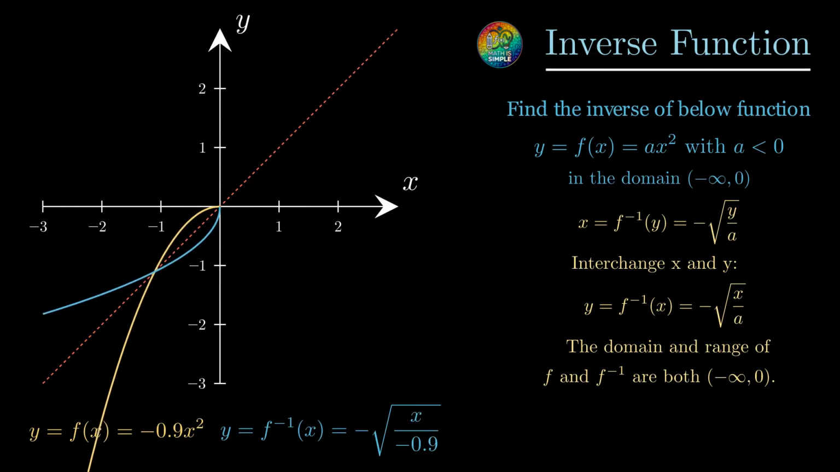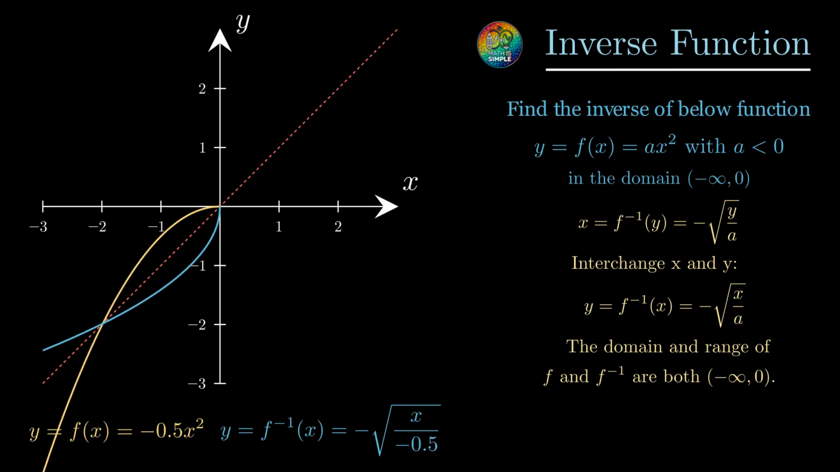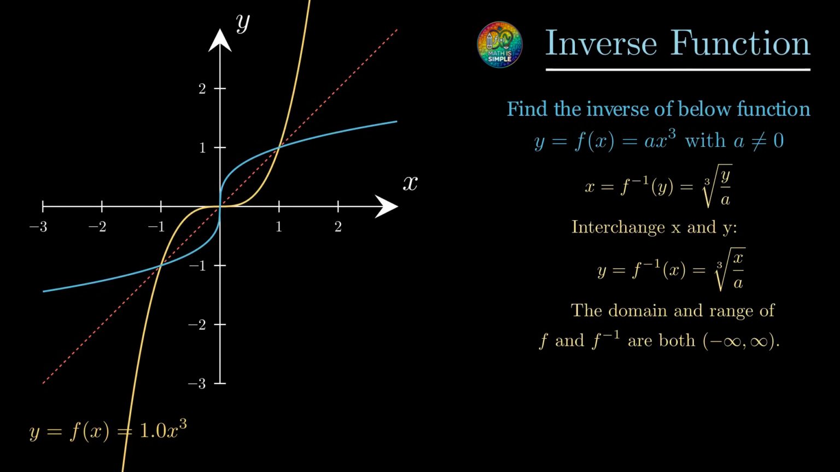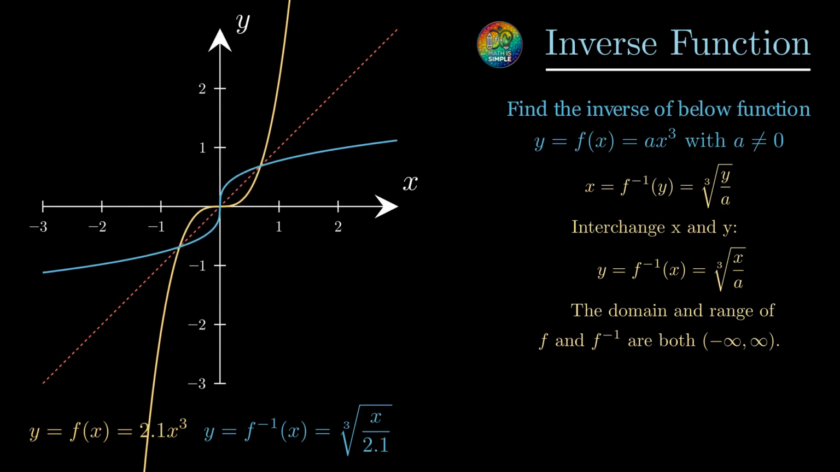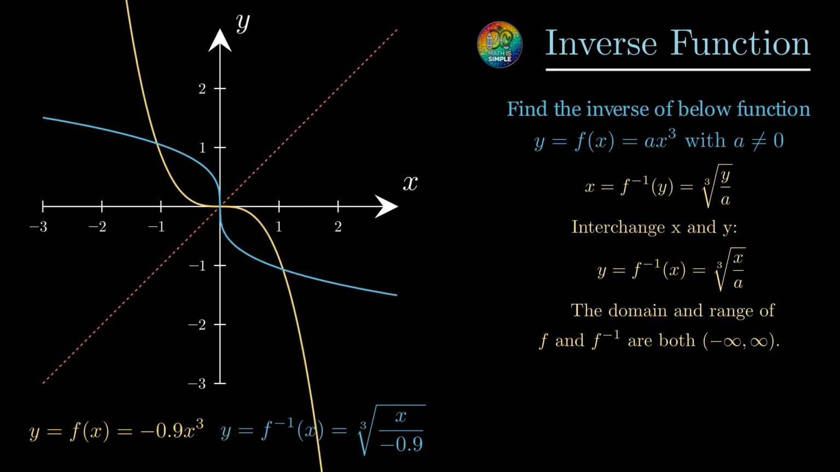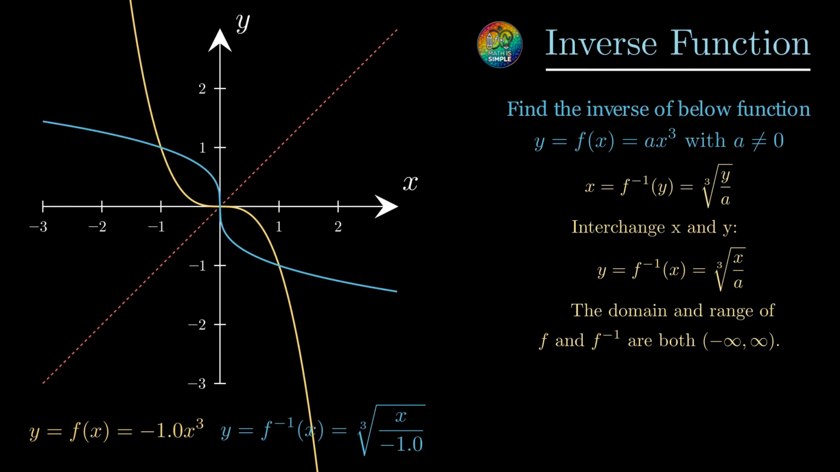To summarize, remember three main takeaways about inverse functions. First, an inverse function undoes the original function by swapping inputs and outputs, meaning the domain and the range trade places. Second, the graph of an inverse function is always a reflection of the original function across the diagonal line y equals x. And third, a function only has a valid inverse if each output comes from a single input.